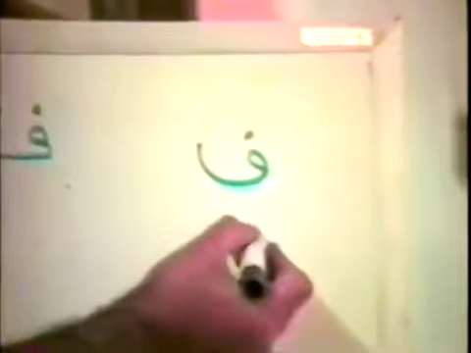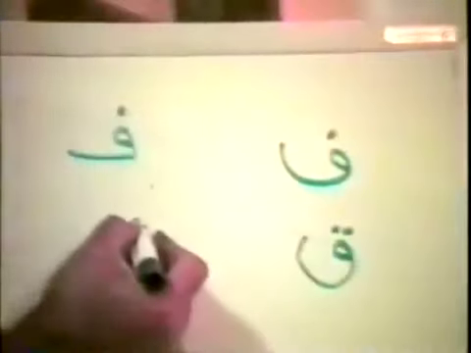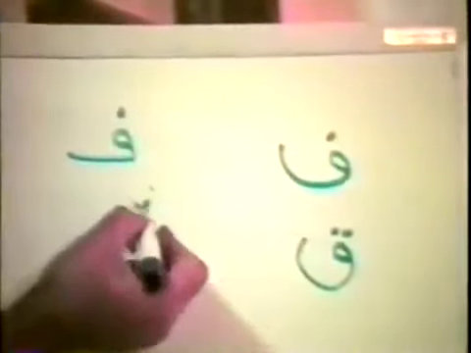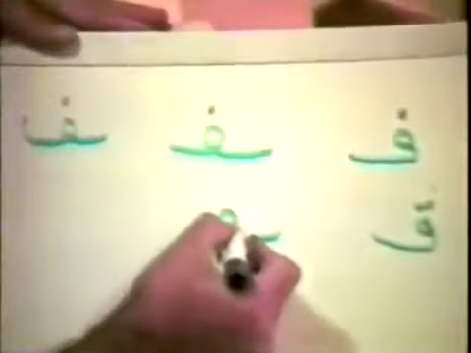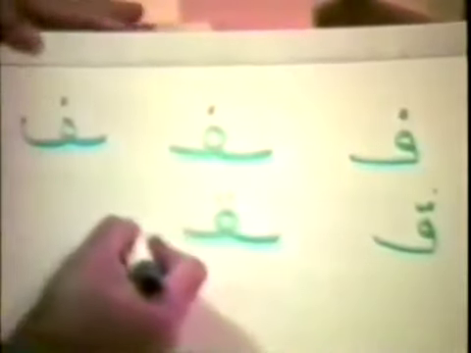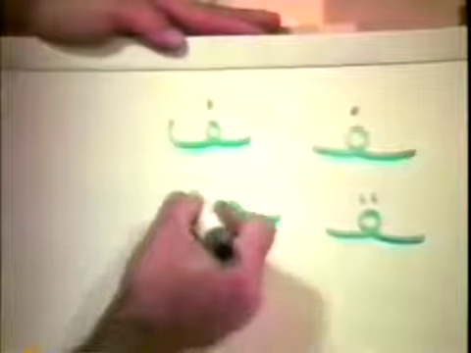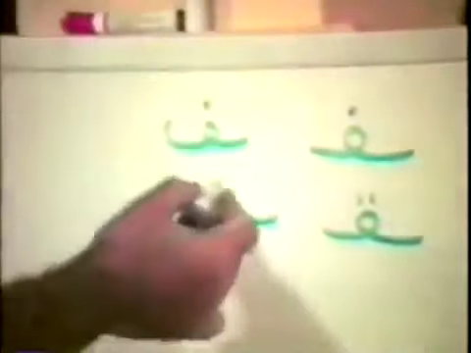The letter Qaf looks like this with the two dots. At the beginning of the word, it looks like the Fa, except it has two dots. In the middle, it's exactly like the Fa, except it has two dots. And at the end, it looks like this with the two dots. It's deeper than the letter Fa.